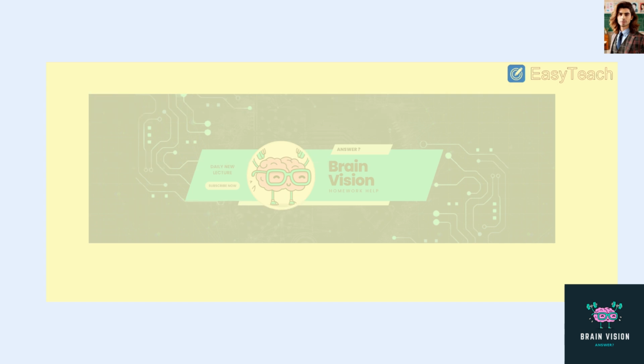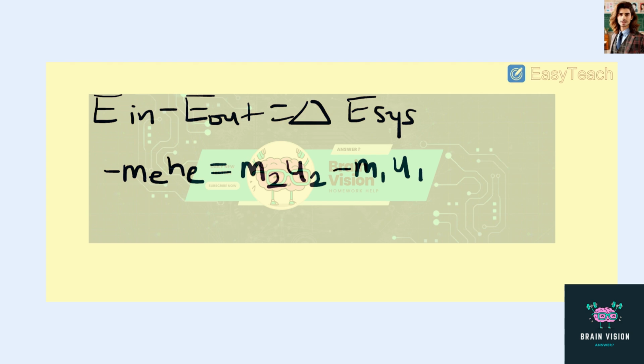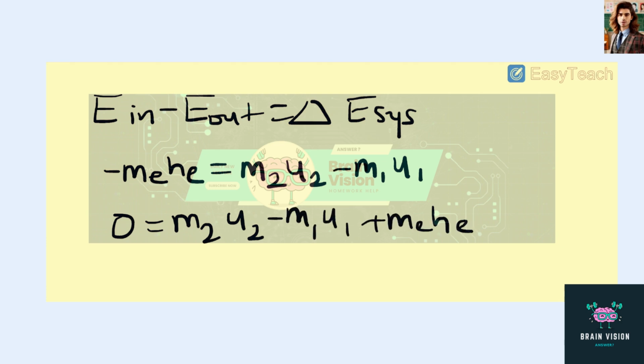Next, we're going to do our energy balance. So we know that the energy coming in minus the energy leaving is equal to the change in energy of the system. And we have a rigid tank, so there's not going to be any work. However, we also know that the system is insulated, so there's no heat transfer. So all we have is the energy leaving the system due to the mass flowing out. So we have negative me he is equal to m2 u2 minus m1 u1. We can actually just bring everything over to one side and say that 0 is equal to m2 u2 minus m1 u1 plus me he.